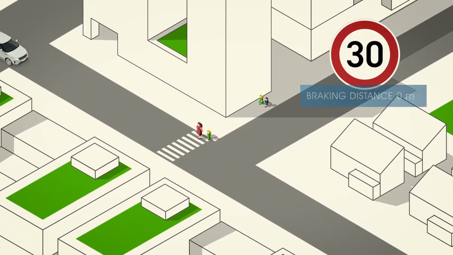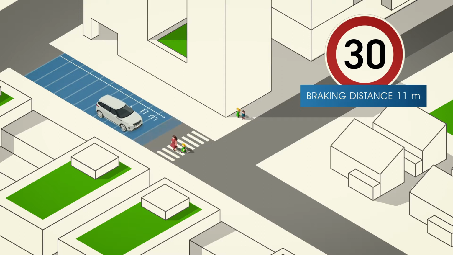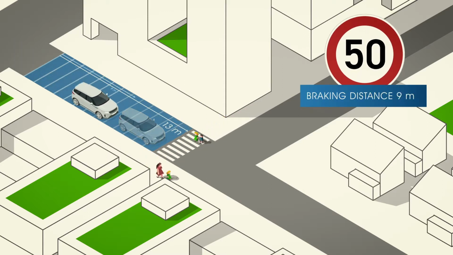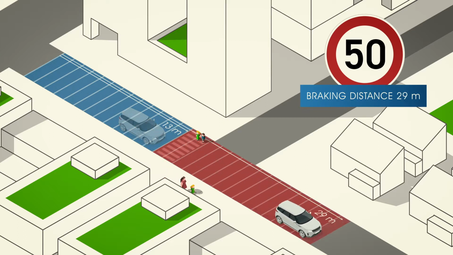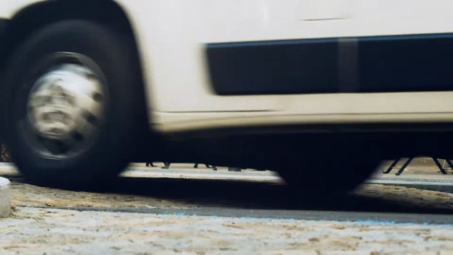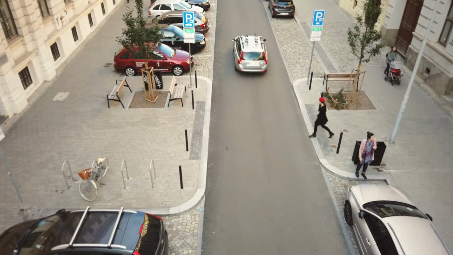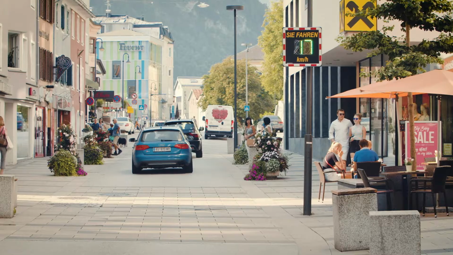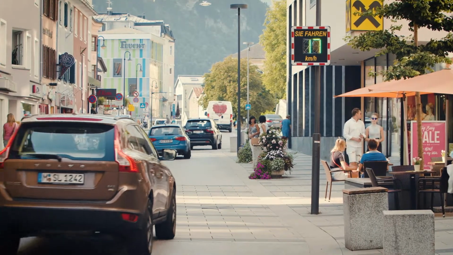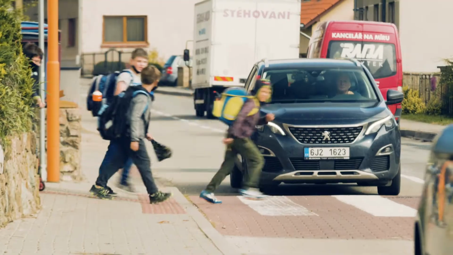A driver driving a car at 30 km per hour is able to stop within 13 meters. Another one driving at 50 km per hour will not even be able to start braking within such distance. Therefore, in the areas of a frequent encounter of vehicle and vulnerable road users, the vehicle speed should not exceed 30 km per hour.